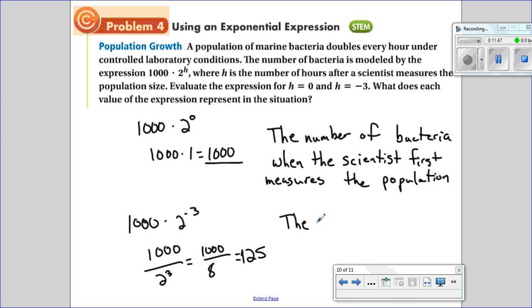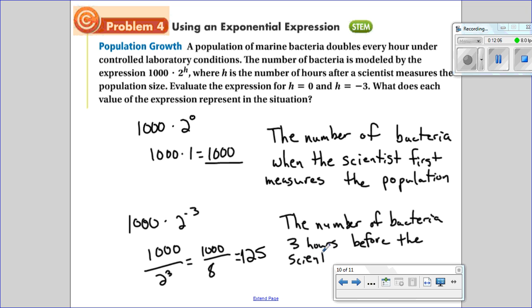125 is the number of bacteria 3 hours. What's a -3? 3 hours before the scientist first measured. Okay? And so that's where these negative exponents and 0 exponents are going to come into play.